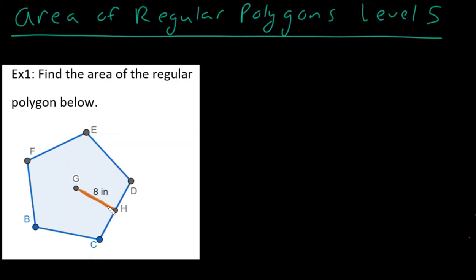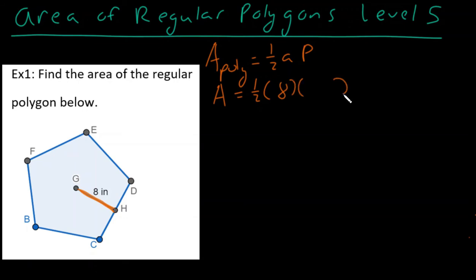So let's go ahead and write out our formula. We know that the area of a regular polygon is equal to 1/2 the apothem times the perimeter. Now, in this case, A will equal 1/2 times, and we know our apothem right off the bat, it's 8, but what we're actually missing inside this problem is the perimeter. So how are we going to find that?